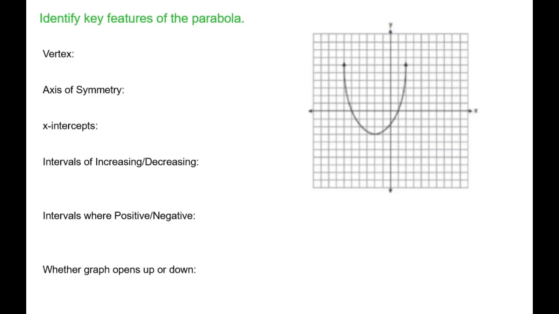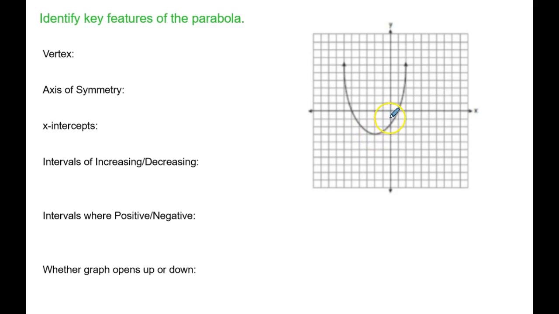In this next example, we're going to look at the graph of a function and identify key features based on the graph. So we're going to identify the vertex, axis of symmetry, x-intercepts, intervals of increasing, decreasing, intervals where it's positive and negative, and then whether the graph opens up or down. So first we're going to look at the vertex of the graph, which is going to be the maximum or the minimum value of the graph. In this case, it's going to be the minimum value.